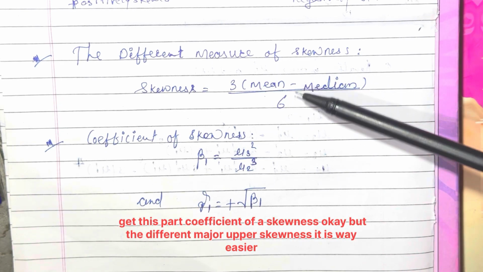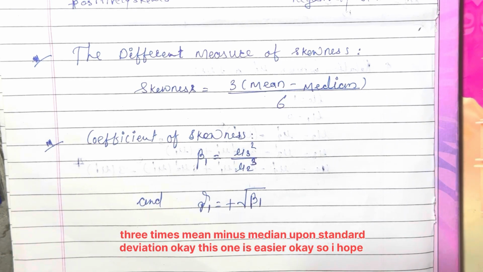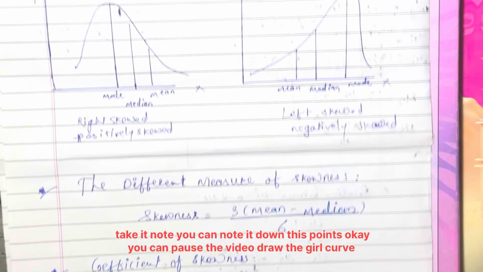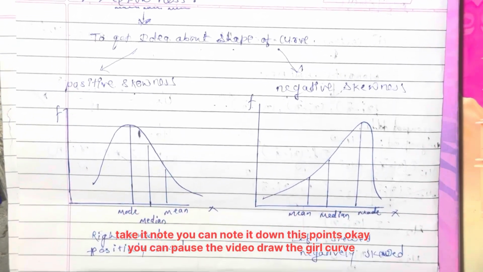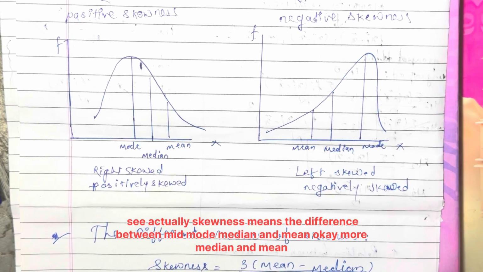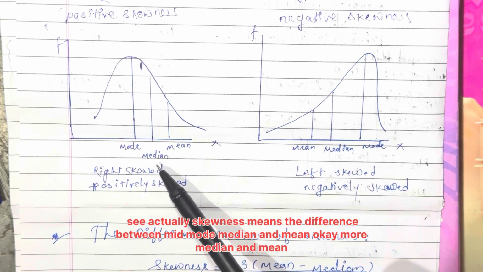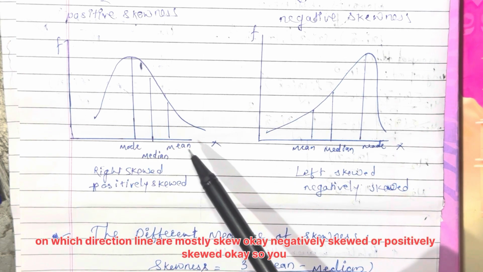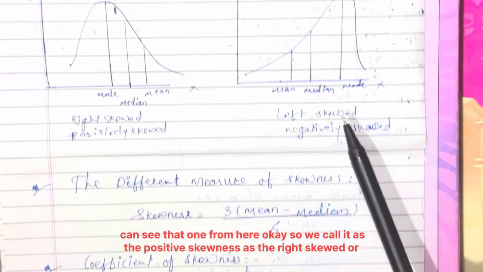But the different measure of skewness is way easier: 3 times mean minus median upon standard deviation. This one is easier. So I hope you all have understood, guys, the meaning of skewness. If you want, you can note down these points. You can pause the video and draw the curve. See, actually skewness means the difference between mode, median and mean, and in which direction they are mostly skewed, negatively skewed or positively skewed. So you can see that from here.